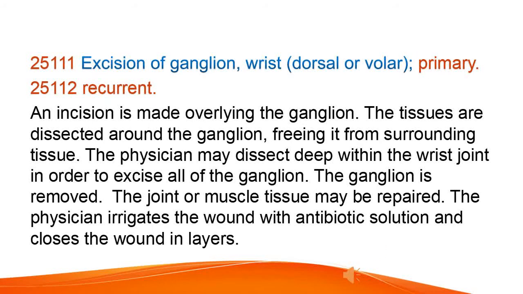Excision of ganglion, wrist, dorsal or volar, primary. Recurrent. An incision is made overlying the ganglion. The tissues are dissected around the ganglion, freeing it from surrounding tissue. The physician may dissect deep within the wrist joint in order to excise all of the ganglion. The ganglion is removed. The joint or muscle tissue may be repaired. The physician irrigates the wound with antibiotic solution and closes the wound in layers.